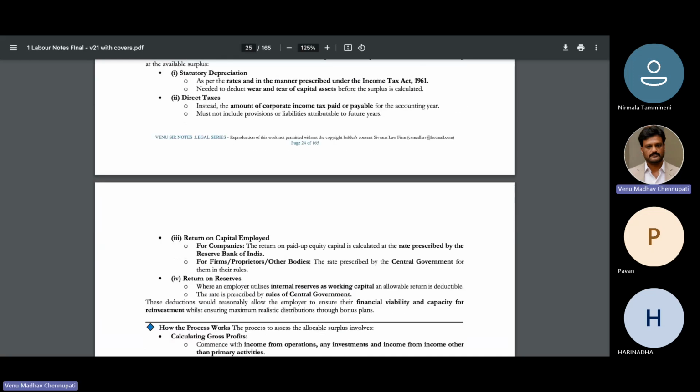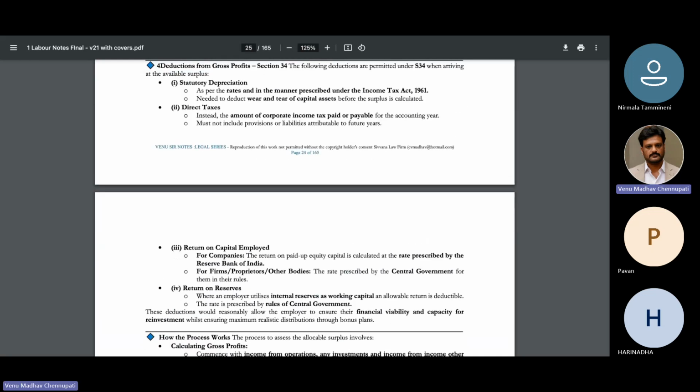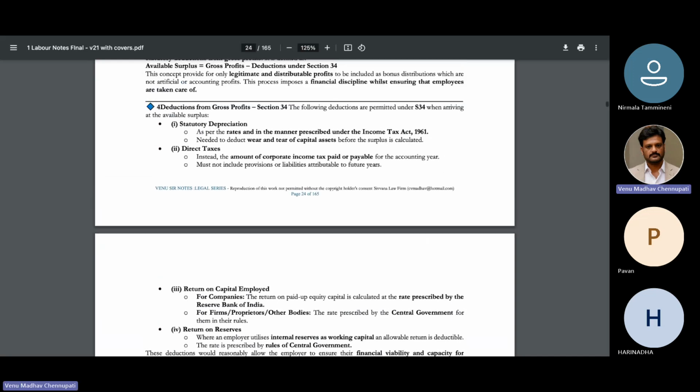But in the new code, it doesn't prescribe the percentage. In the old code, it was 6%. So the return on paid up capital is calculated at the rate prescribed by the Reserve Bank of India. So I think every year the RBI prescribes how much we can deduct to give the available surplus.